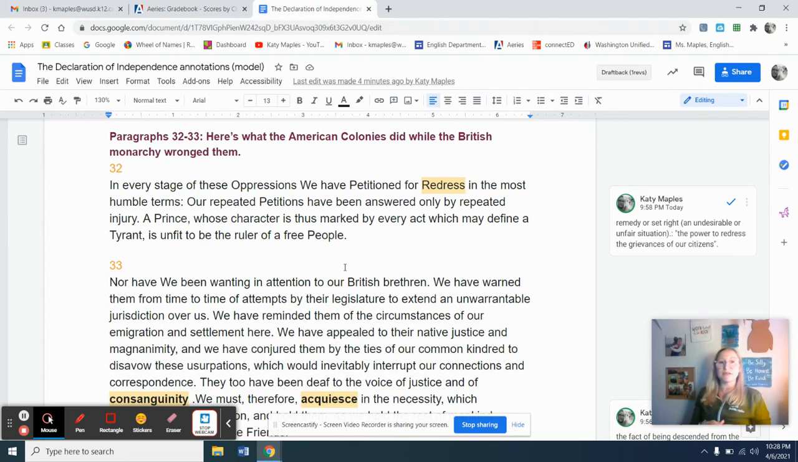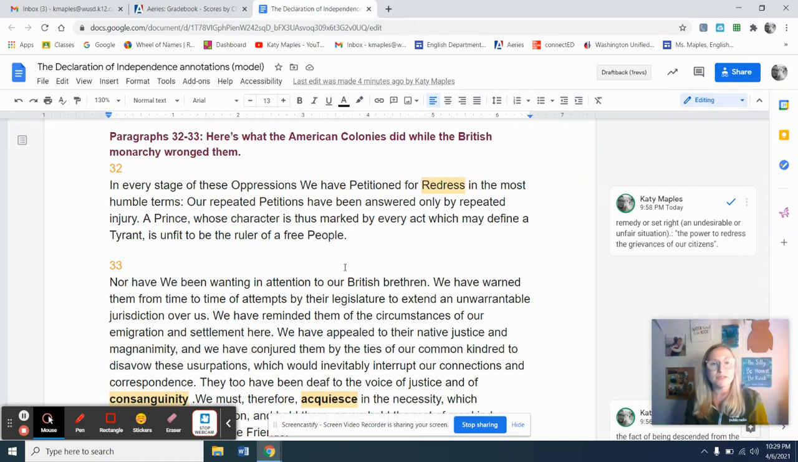A prince whose character is thus marked by every act which may define a tyrant is unfit to be ruler of a free people. Straight up saying, King George, you're a tyrant, which means you rule with complete authority and you just run us over and you don't care. You are not fit to be our ruler. You are not fit to lead us. So we're not going to let you anymore.